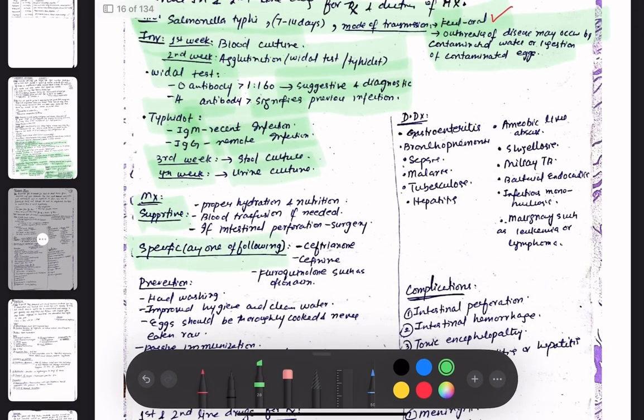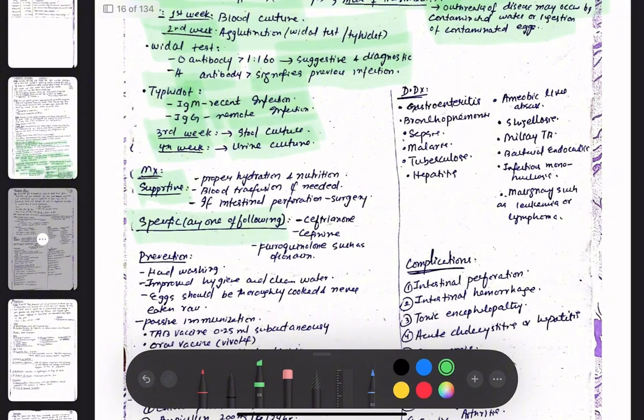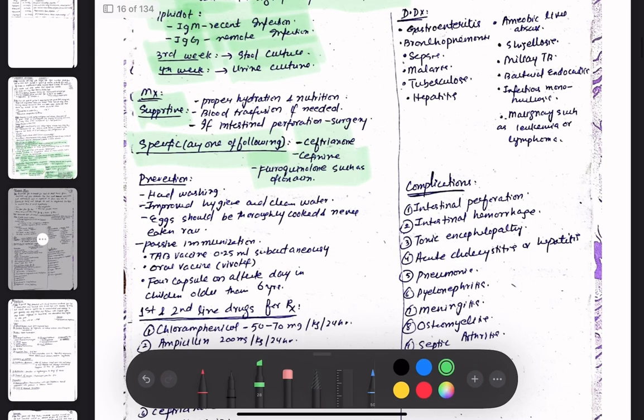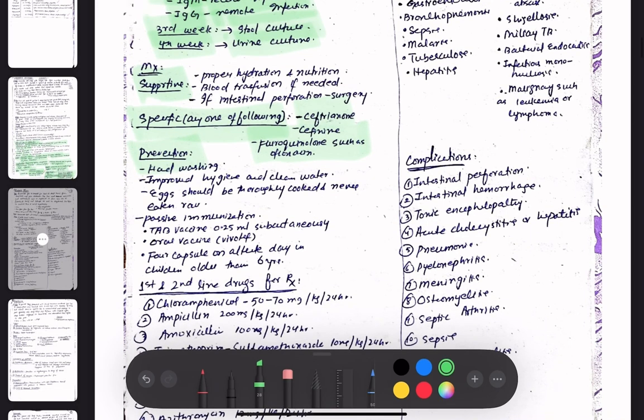Okay, and the specific treatment options are that antibiotics are given, that is ceftriaxone and cefixime, and fluoroquinolones such as ofloxacin are given. The prevention of typhoid fever is done by hand washing, improved hygiene and clean water. Eggs should be thoroughly cooked and never eaten raw, and passive immunization is done, that is vaccine 0.25 ml subcutaneously, and oral vaccine is given as capsules on alternate days in children older than 6 years.